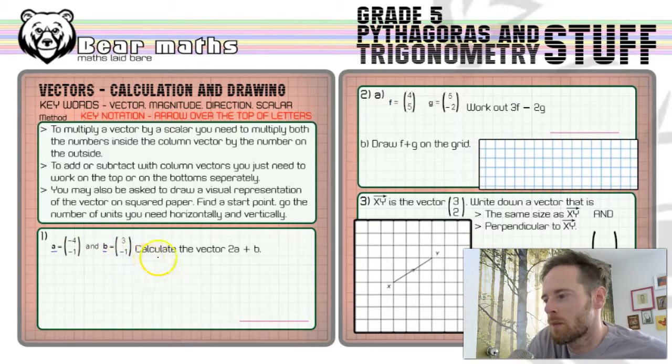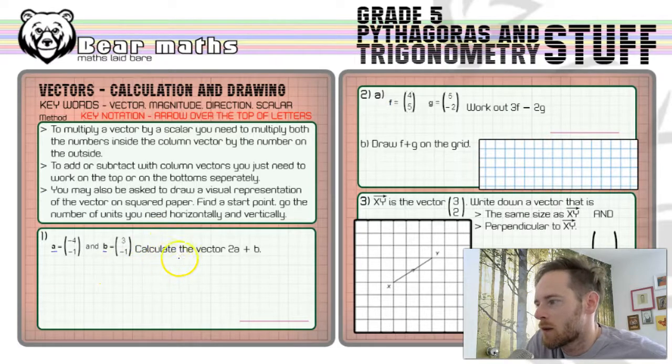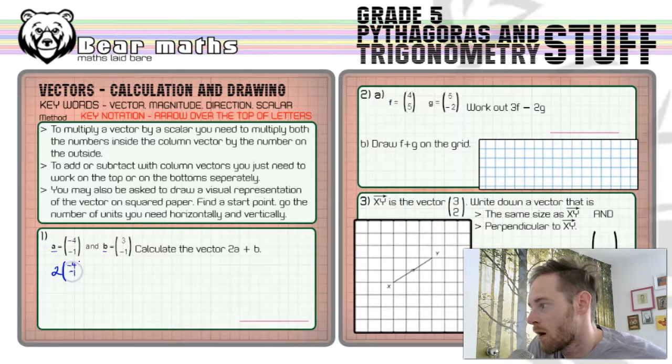We don't really have to worry about that when we're just calculating, because in this particular question you've got to do 2 lots of A plus B. And all we've got to do there is think of what 2 lots of A is. So 2 and then minus 4, minus 1. That's going to equal, well, 2 times minus 4 is minus 8, and 2 times minus 1 is minus 2. So that is what 2 lots of A is. I can write it down underneath it if you like. And then for B, well, B is this column vector here, so plus 3 and minus 1.